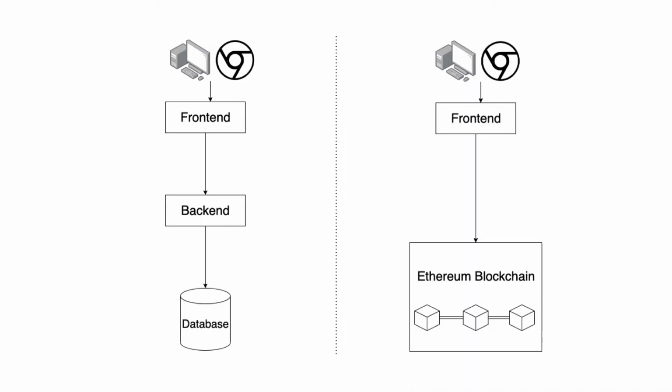If we compare, a fully decentralized application will have the last two steps completed on the blockchain. Backend code that defines app logic will be executed by smart contracts, while data that needs to be persisted will be stored on the blockchain ledger.